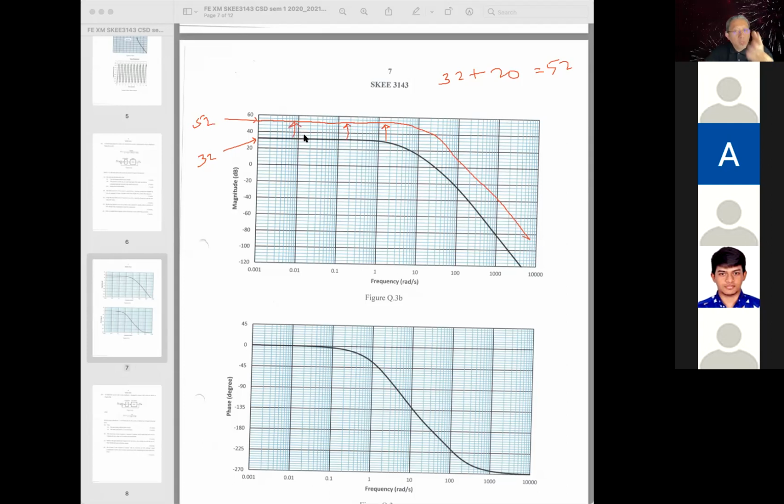If you have a printer, you print this one and sketch like this. But if you don't have a printer, you just sketch freehand. The black one is the old one. The red one is the new one. Can you do that, guys? Yes, Doctor. Can.